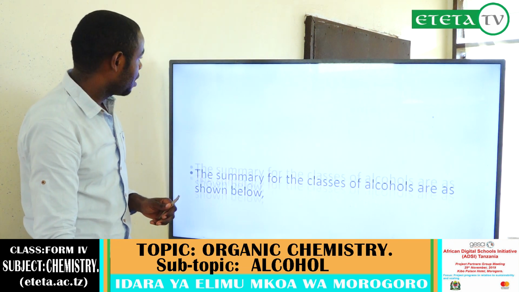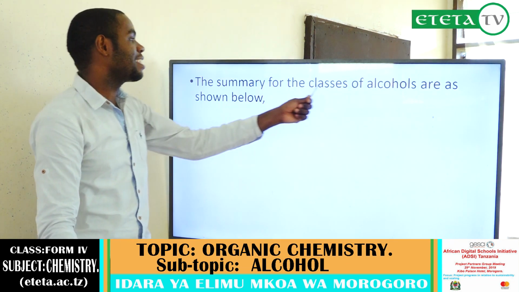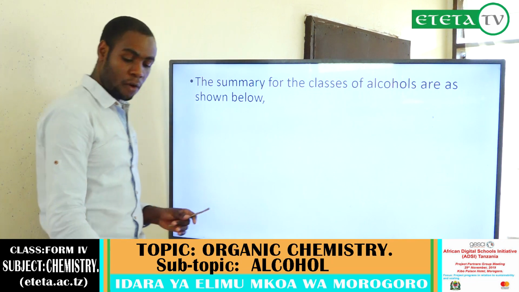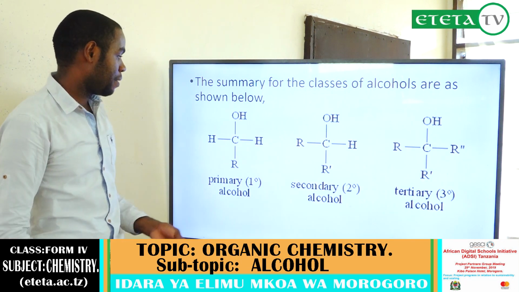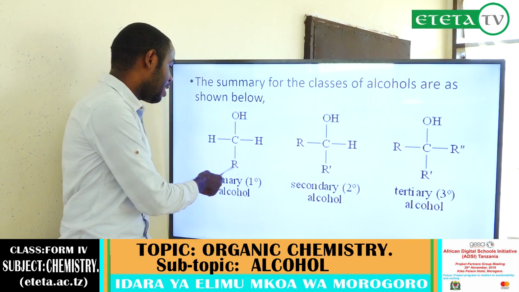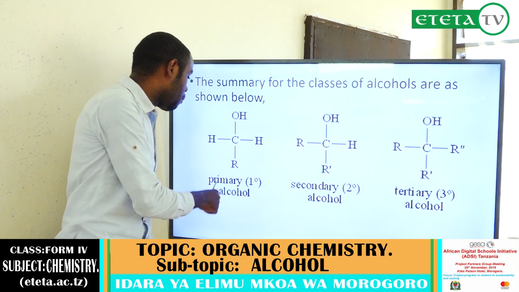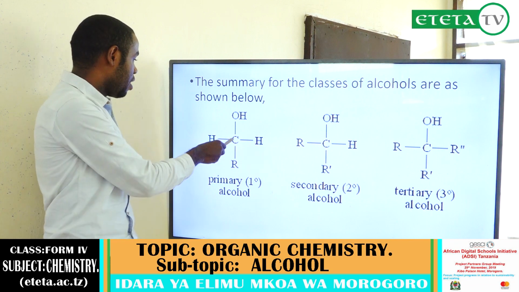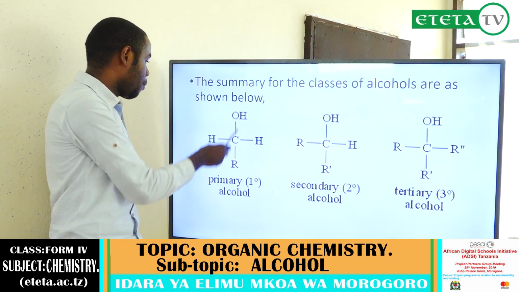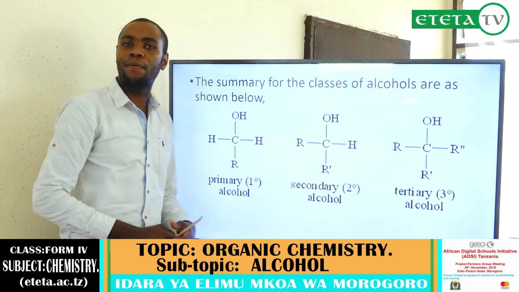Now, the summary for the classes of alcohol is as shown below. This is the summary. This is the alkyl group. The first example is an example of primary alcohol because the carbon which carries the OH group is attached to one alkyl group.